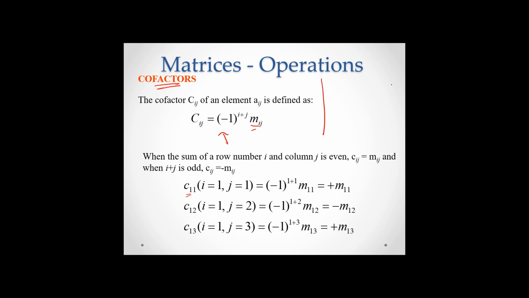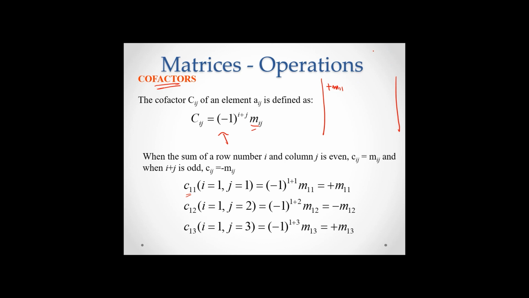So for your understanding, what I'm going to do here is, if I have 1, 1, then -1 to the power 1 plus 1 will be what? -1 to the power 2. That is going to fetch a positive sign. So the entry will be M11, the same. For the second entry, it is 1, 2. So the power will become 1 plus 2, which is 3.